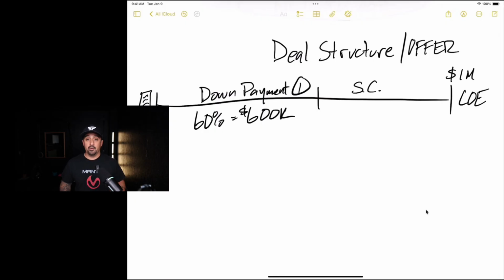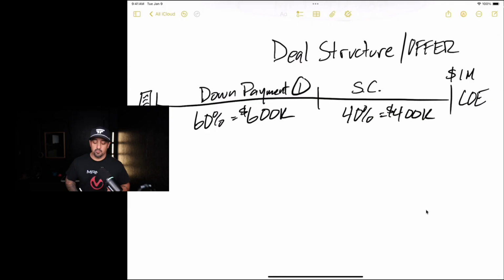Who wouldn't be happy about that, right? Because you're giving them 600,000 of that $1 million purchase price, they're going to carry back 40% or 400,000. Okay, so we got 600,000, 400,000, that total, that $1 million purchase price. So that is your deal structure offer. That, as you can clearly see, is the first down payment we're talking about, the down payment that is cash to the seller once it closes.